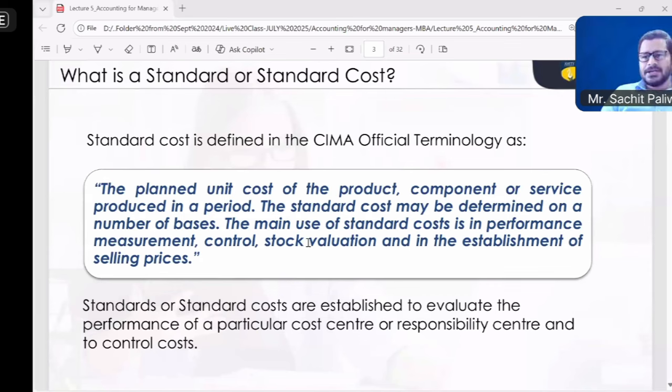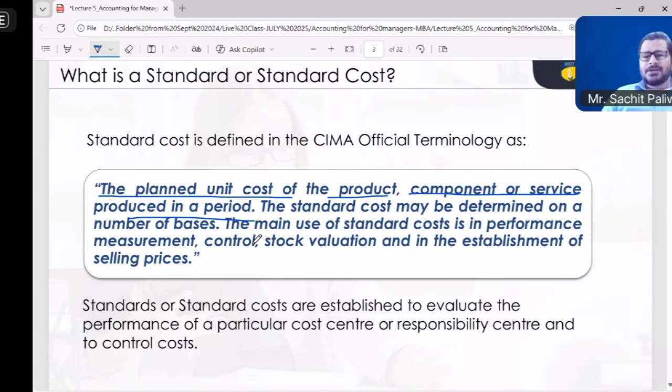So if we look at the definition of standard costing, it is the planned unit cost of a product, component or service produced in a period. So that particular method is applied for a certain time period, defined for that chunk of time, and then once the time period is over, we go for the next schedule.